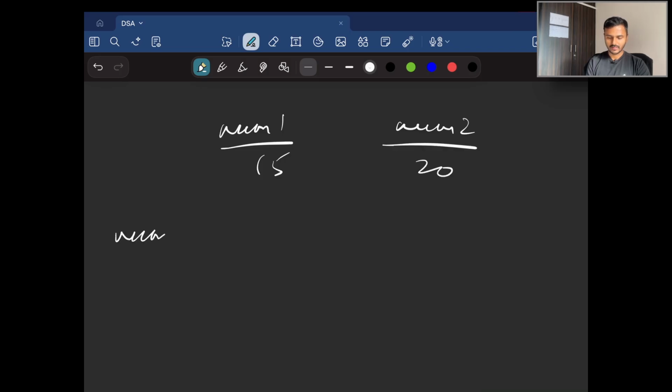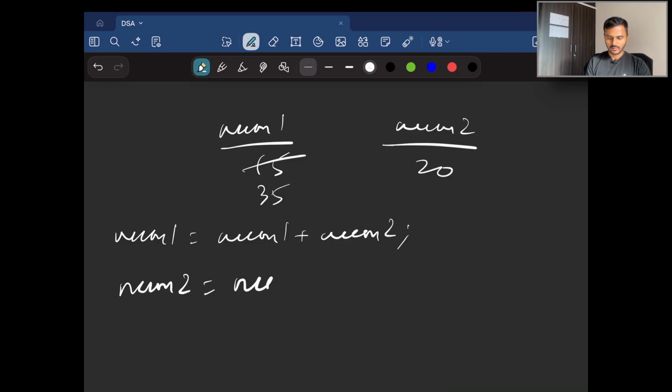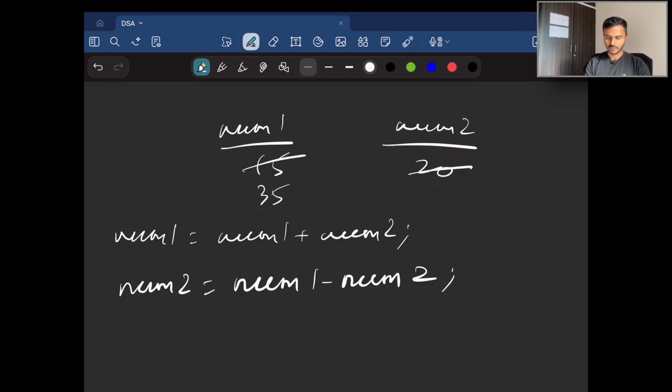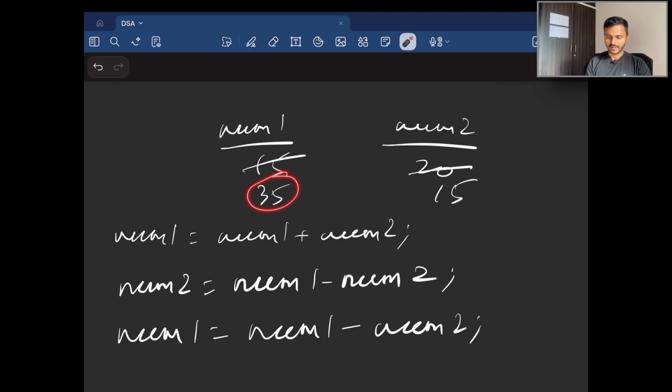One way is this. You can say num1 is equal to num1 plus num2. And this will give you 35 in num1 and 20 will stay in num2. The next step would be num2 is equal to num1 minus num2. So num1 is 35 minus 20 will give you 15. So num2 will have 15. Then the next step is num1 is equal to num1 minus num2. Now num1 has got 35, num2 has got 15. 35 minus 15 will give you 20.